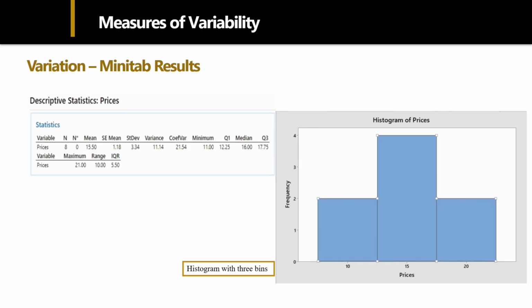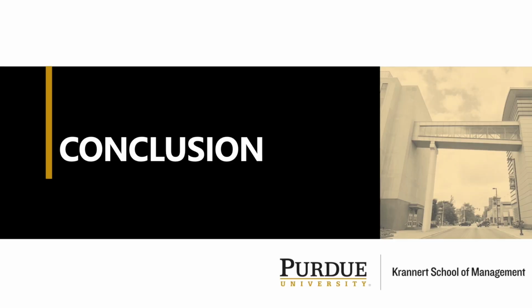This looks fairly symmetric. So in conclusion, variability measures how far apart the different observed data points are from the overall mean. Thank you.